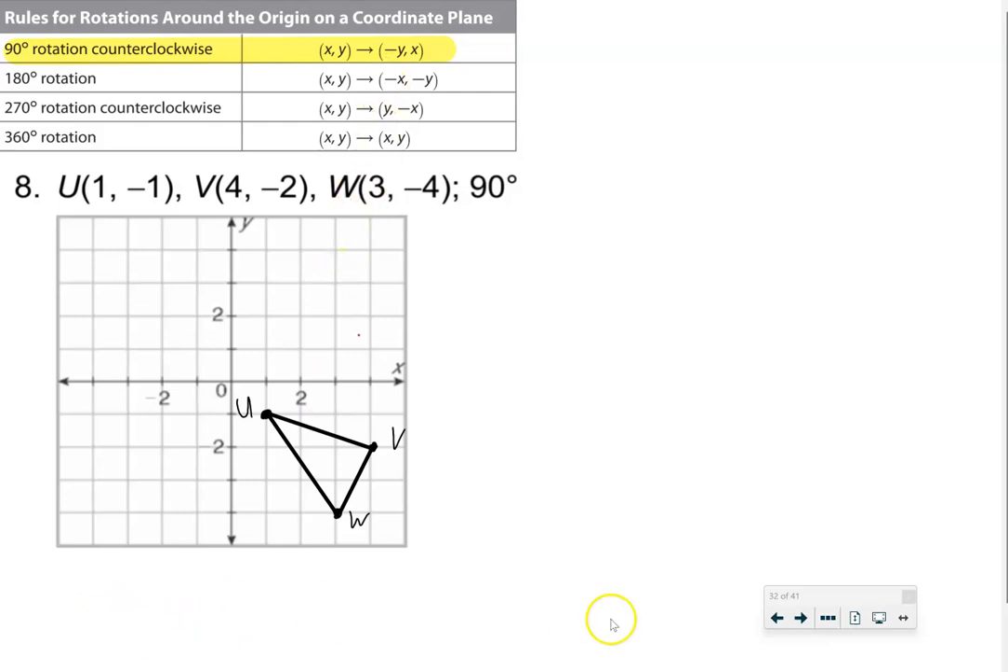So, let's take a look. For U prime, I swapped them. Put the negative 1 first, and then the positive 1 second. And then change the sign of the first one, which is from negative to positive. Alright, next, we're going to do V prime. So I swap them, negative 2 and 4. And now, because it's negative here for that negative Y, we're going to change that to the opposite of what it is. Negative 2 becomes positive 2.